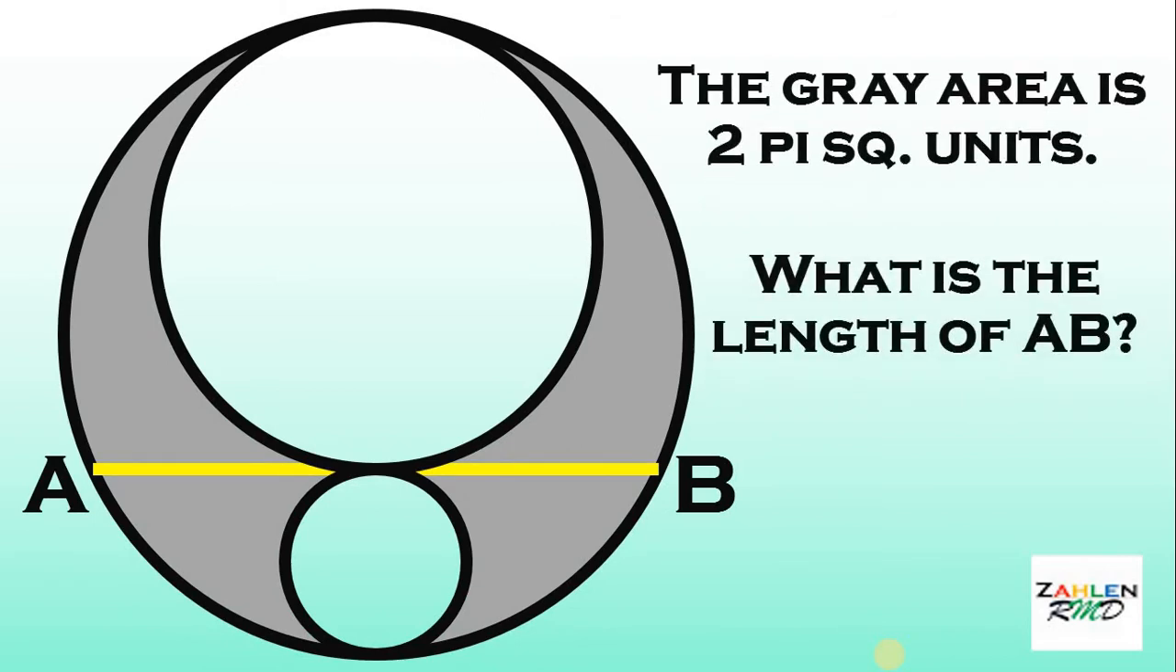The small and medium circles are tangent to each other, and both of them are internally tangent to the big circle. The gray area is 2 pi square units. And the question is, what is the length of segment AB?